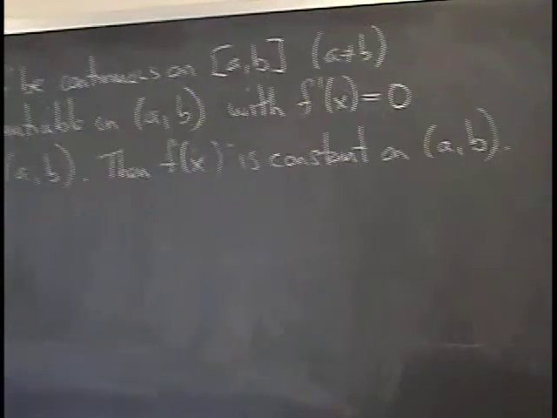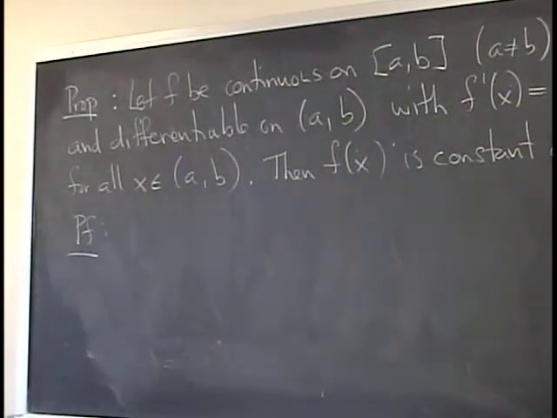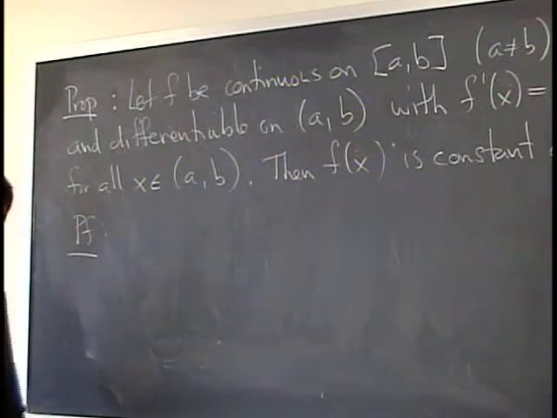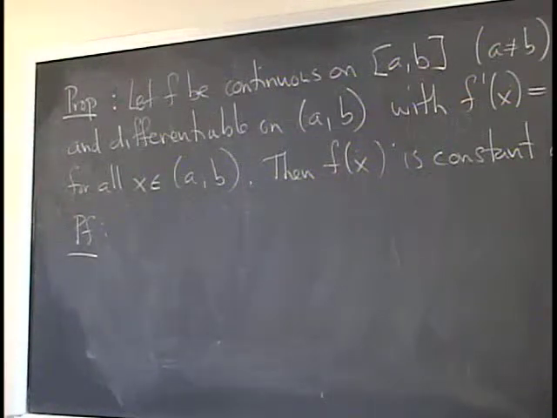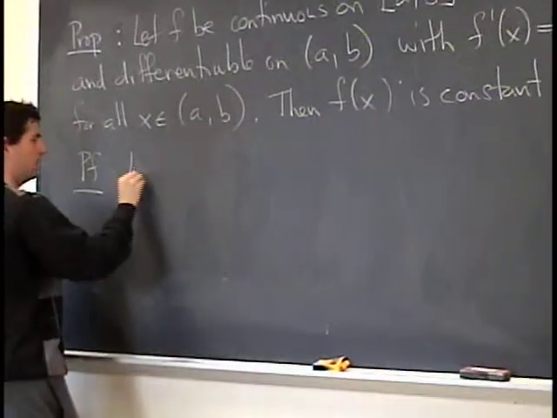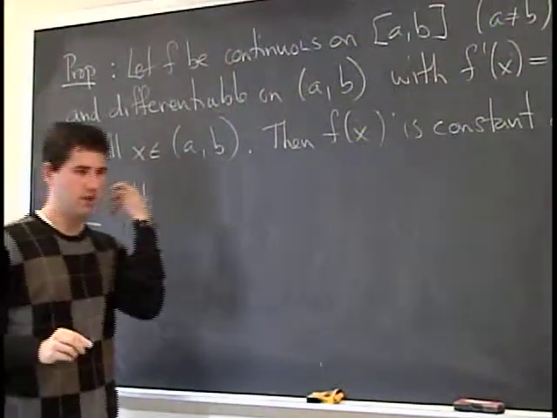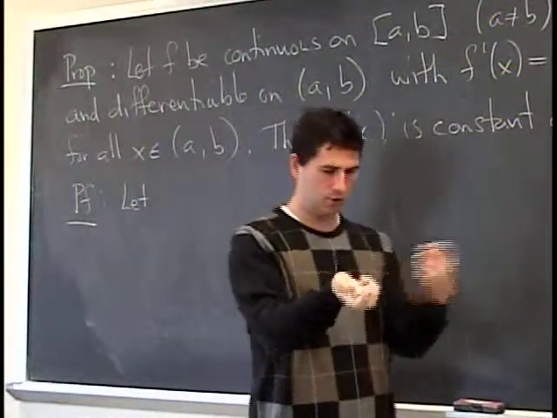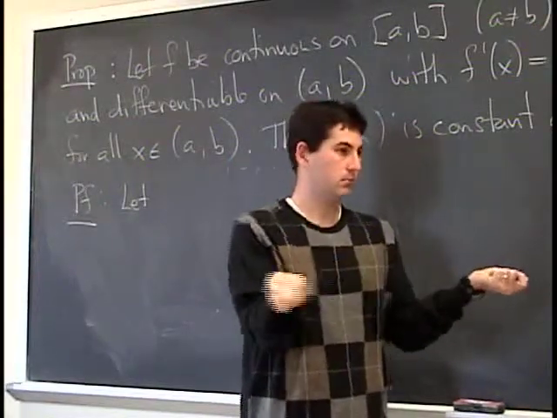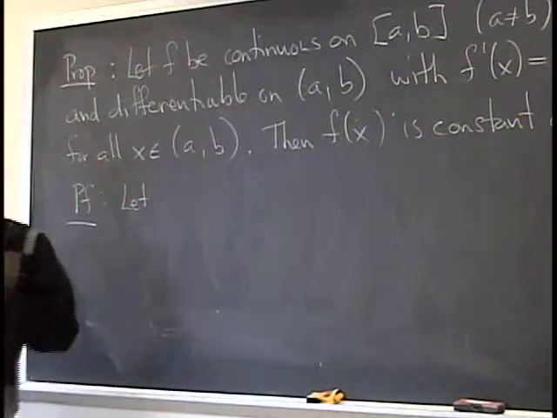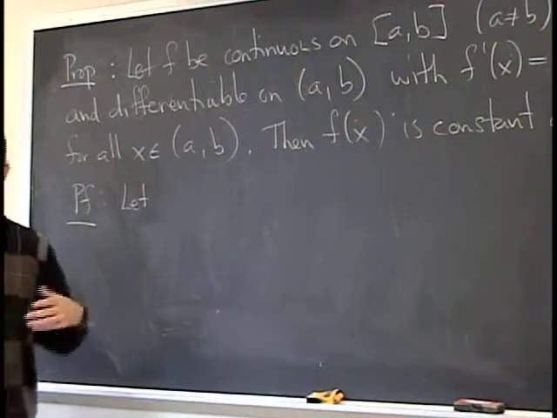Okay, so let's prove that. The proof is not so complicated once you accept the mean value theorem. If we want to show that a function is constant, we just need to show that at any two points you get the same value out. Constant means no matter what number you put in, you get the same number out.